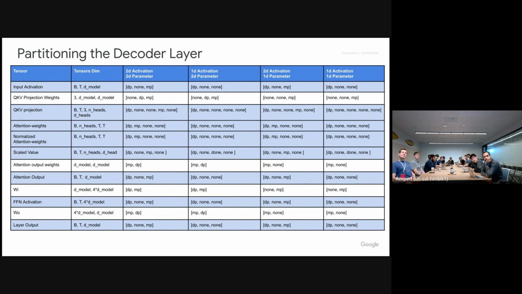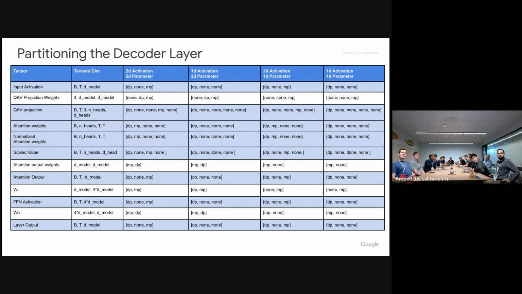So if you look at a column which is 2D activation, 2D parameter sharding, each of the activation tensors has at least 2 axes or 2 dimensions which are being sharded. And each of the parameter tensors has 2 dimensions which are being sharded. So irrespective of how many logical axes your logical mesh has, this is the partitioning intent.